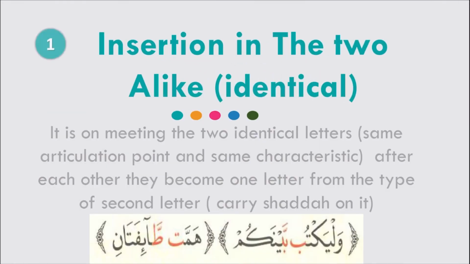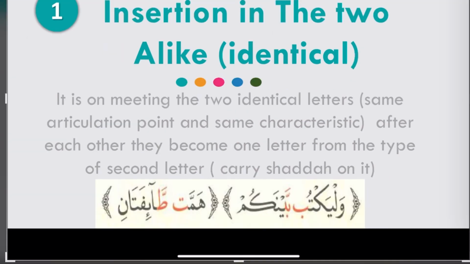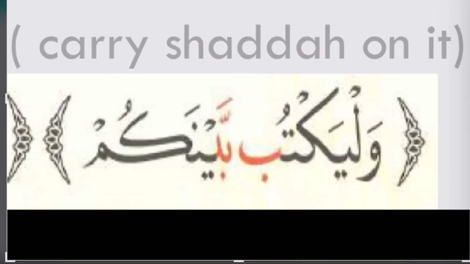So here, when we make the two alike letters, two identical letters, we have an example like this: وَلْيَكْتُبْ بَيْنَكُمْ. So the insertion of the two identical letters is the meeting of two identical letters, same articulation point, same characteristics, after each other, and they become one letter from the type of the second letter, which is carrying a shadda. And this example shown is the first one, not the second one, because the second one is another example. It may be entered wrong here.